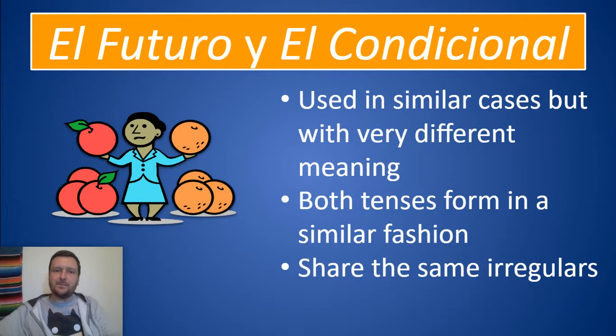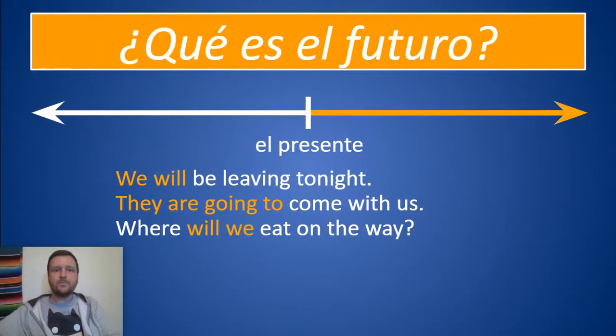So you guys have been working really hard to memorize the future irregulars, and that's going to pay off with the conditional as well. So a quick recap on el futuro. ¿Qué es el futuro? El futuro is what we use when we talk about what will happen in the future. We will be leaving tonight. They will come with us, or they are going to come with us. We will eat on the way.